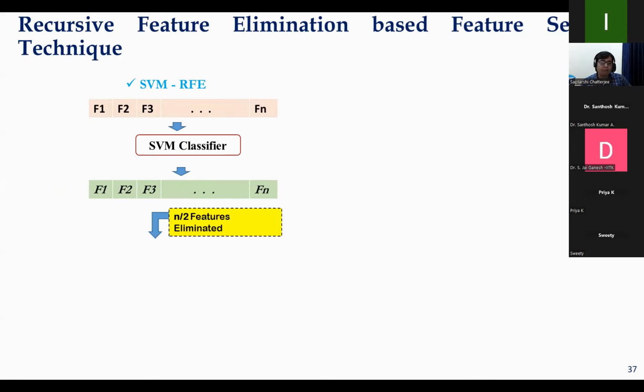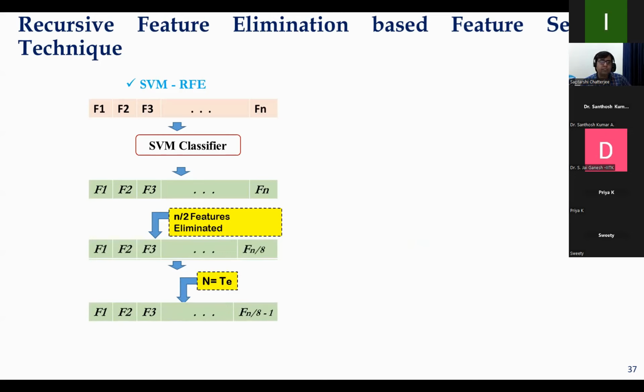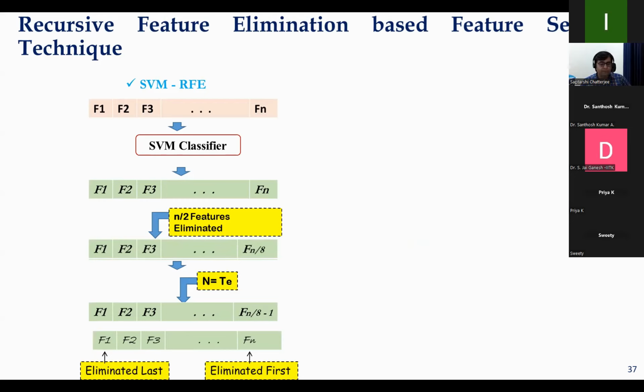Now from that, half of those features are eliminated. In each iteration, half of the features are eliminated, and depending on the elimination threshold value, we get a new feature set, and from that we have the ranked features, where the feature which has been eliminated first has the lowest rank, and the feature which has been eliminated last has the highest rank. But the problem is that in this particular feature selection technique, we are eliminating half of those features at each iteration, right?